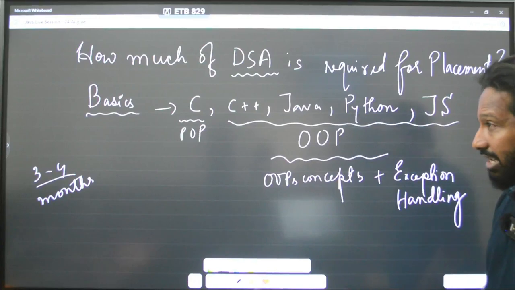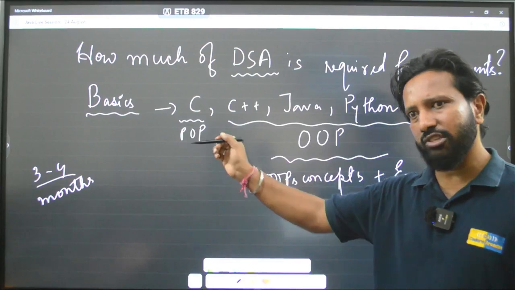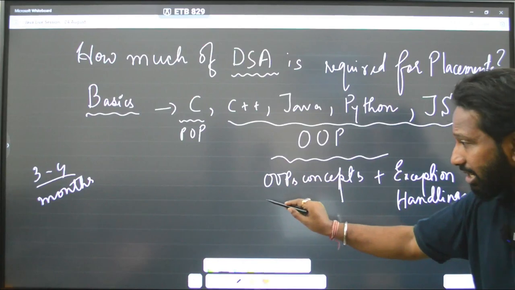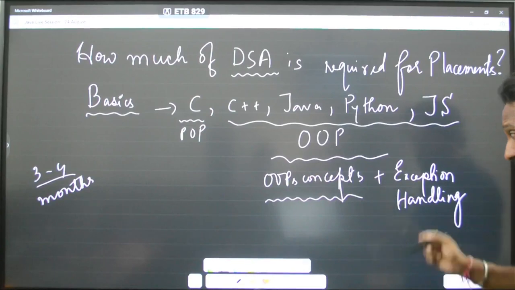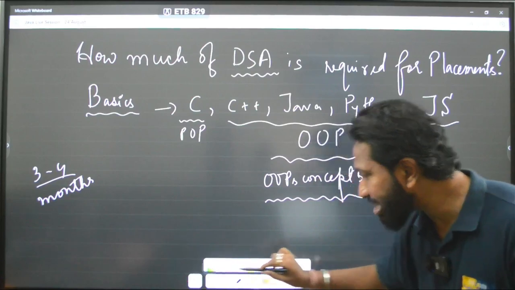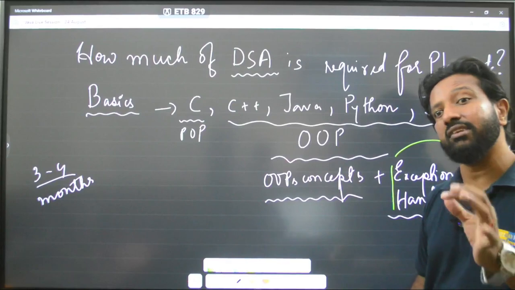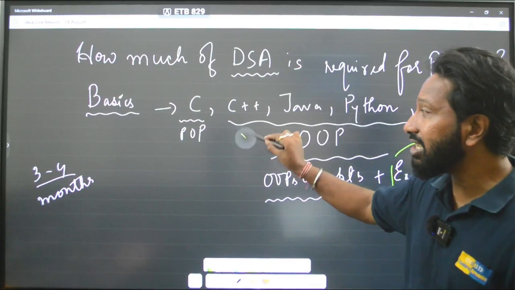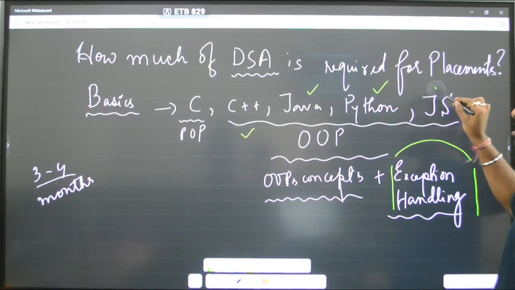So what I was saying, in C language you don't have object oriented concepts, so you can go on with the procedure oriented concepts that you have everywhere. Okay, the basics. After that, you should very mandatorily learn OOPS concepts and the exception handling concepts. Because the exception handling concepts in all the languages are very different. The try catch blocks that we are talking about are different in C++, different in Java, different in Python, and also different in JavaScript.